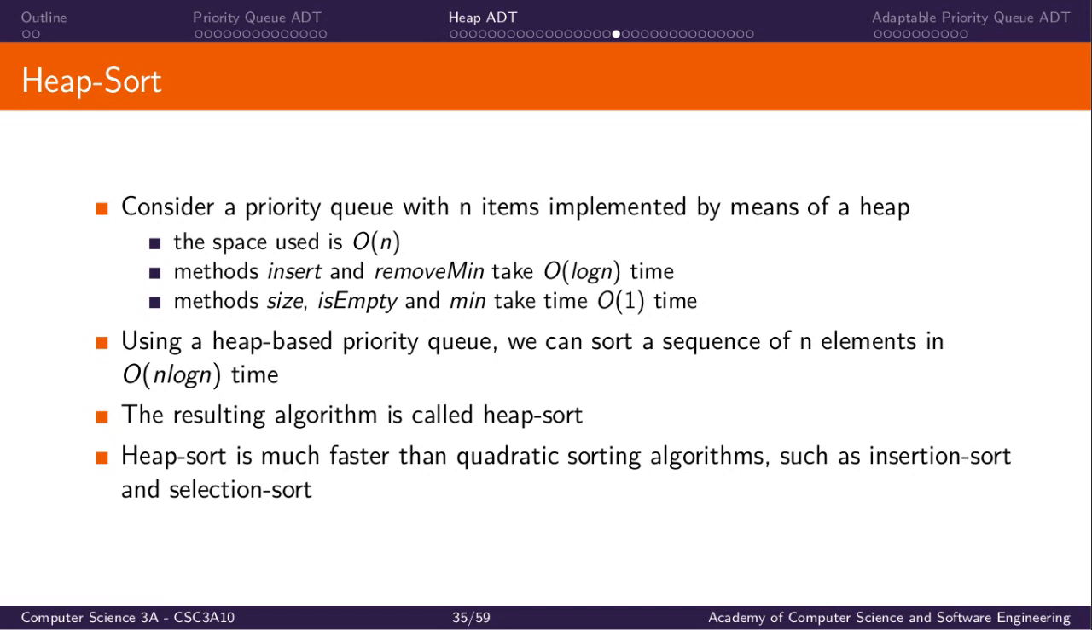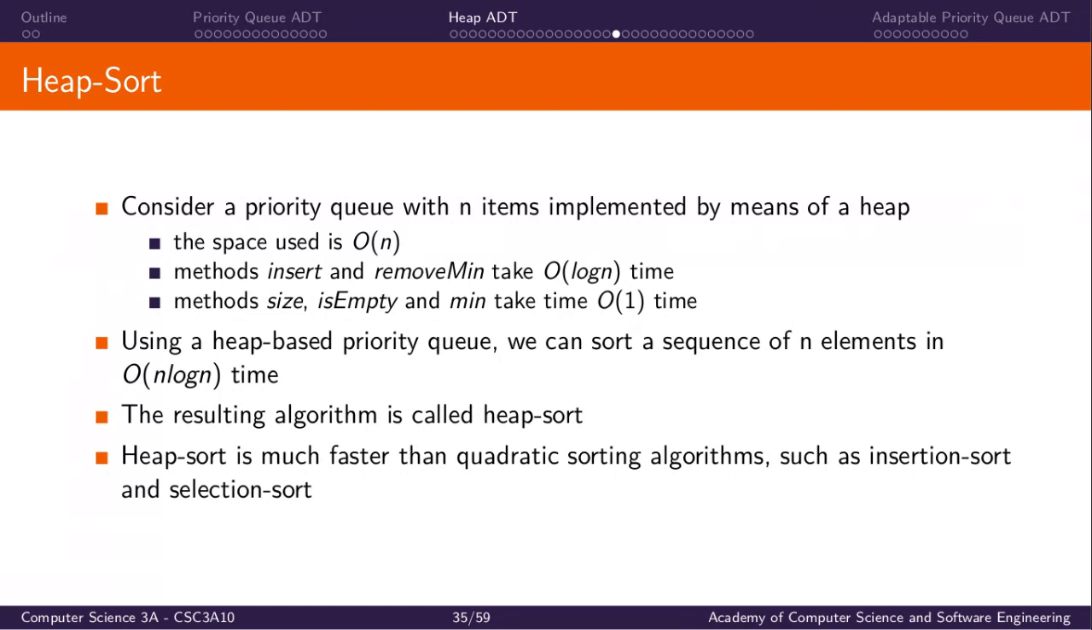Now, using a heap-based priority queue, we can sort a sequence of elements in order n log n time, and we call this heap sort. Why order n log n time? We're going to do n insertions and n remove mins. Those n insertions, each of those are order log n time, so that's order n log n for the insertions. Then our removals, each of those are order log n time, and we're doing n of those. So the second phase is also n log n time. Granted, there are two phases that are both order n log n, but we drop constant multiples, so we end up with something that's again order n log n.